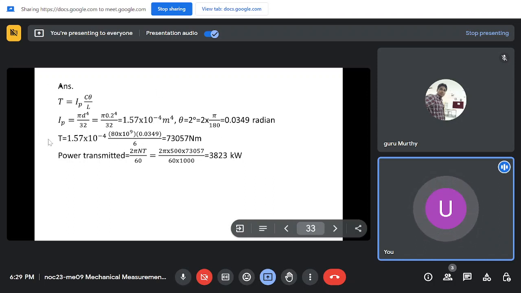So to find out power, we need to multiply by omega. Omega is 2 pi N by 60. So torque into angular velocity omega, so T into 2 pi N by 60. We know rotation N is 500 rpm, so we convert it into seconds by dividing by 60, and we need it in kilowatt, so we divide it by 1000. So 2 pi into 500 into 73057 divided by 60 into 1000 gives you 3823 kilowatts. So from the question, its answer is option B.